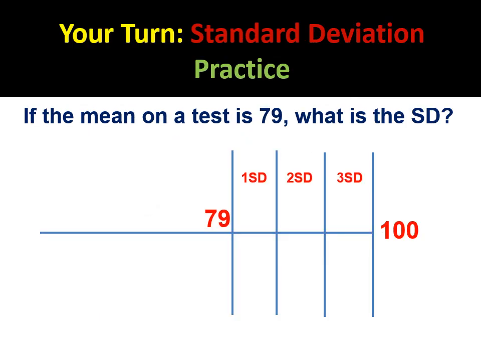All right, so it's your turn, right? So if the mean on the test is 79, what is the standard deviation? All right, you can pause this and play around with this yourself. Right? Answer would be that you take the 100 and you subtract the 79. So that gives us 21. You divide that by 3, so then your standard deviation is going to be 7 points. And if that's the mean at 79, then we have +7, +7, +7. And you can put that onto a curve.